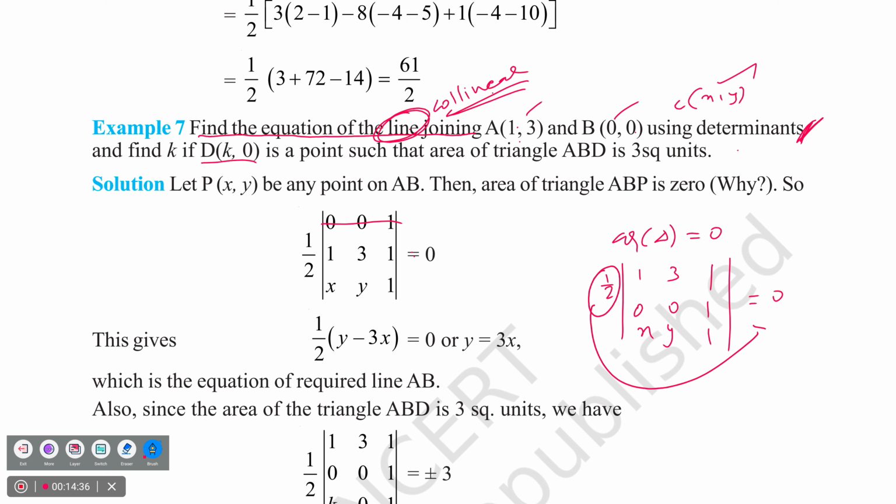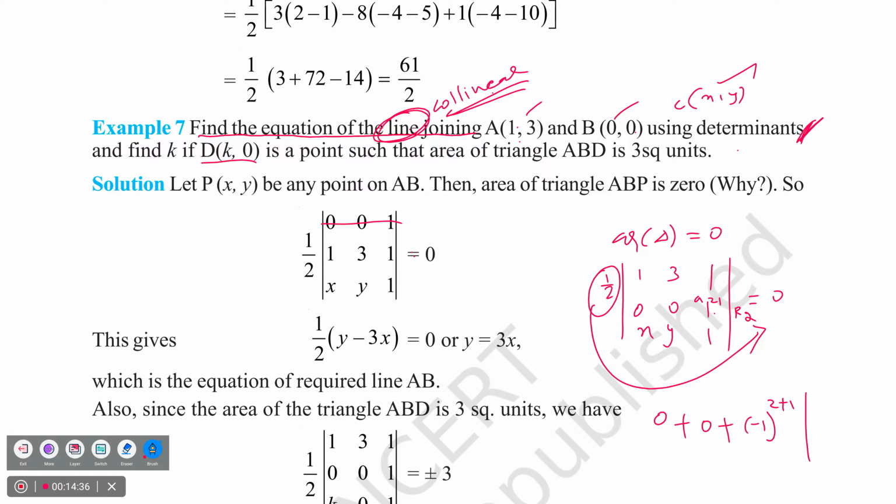Multiply 1 by 2 when you send it to the other side, it becomes 0. Then take the determinant. I'm going to use row 2: first element 0, second element 0, third element 1, which is position a23. The sign is plus or minus, minus 1 whole power 2 plus 3, you apply.